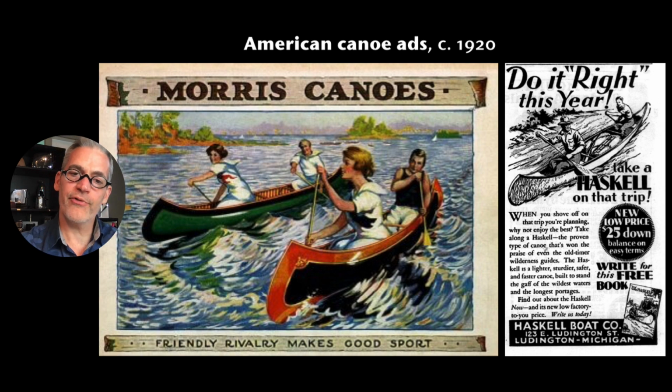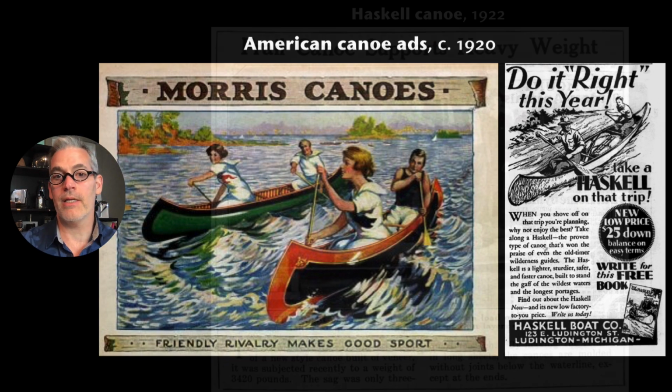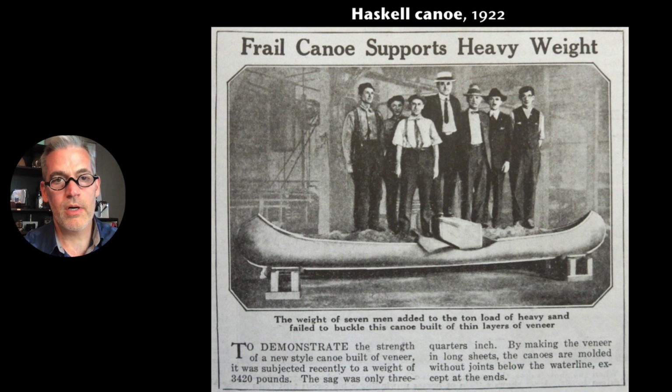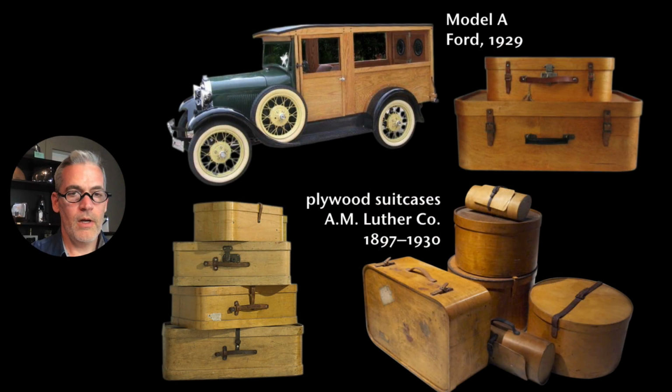In 1917, Haskell Canoe was able to make one canoe every 20 minutes. This is a hilarious ad for Haskell Canoe that disproves everyone's skepticism about it being too fragile to be strong by showing 3,420 pounds of weight on this canoe and saying that it flexed a mere 3/4 of an inch. And there were other utilitarian applications for plywood happening at this time. Panels for cars, whether painted out or left visible, and also luggage. So anything that needed to be durable and lightweight might be reconsidered with plywood.